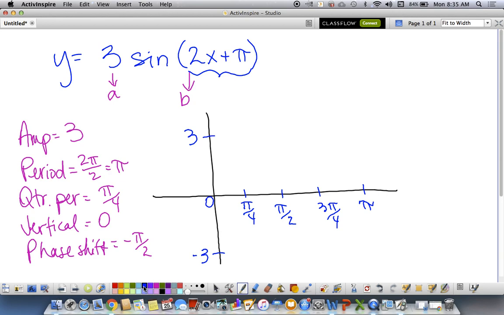Phase shift. What should we do with the phase shift? How in the world are we going to change to do something with that negative pi over 2? What does that mean? It's our horizontal shift. Every single point we had of our x value, we added our phase shift to. Will that still work even though it's negative? What's 0 plus negative pi over 2? Negative pi over 2.